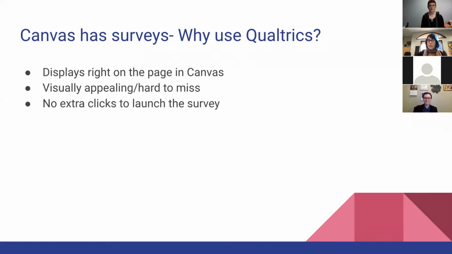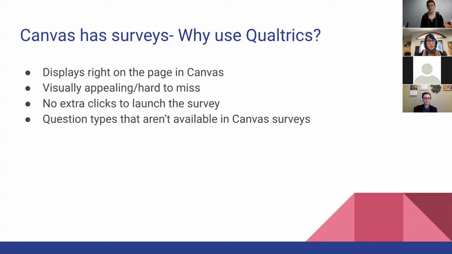There are also way fewer clicks when your survey is embedded right on the page. It's literally just right there. So they see the survey questions pop up on the page and they can just start answering them. Whereas if you're using a Canvas survey, you've got to click start survey, click through the survey, submit the survey. So it's very click heavy. And we all know that students like to do things quickly.